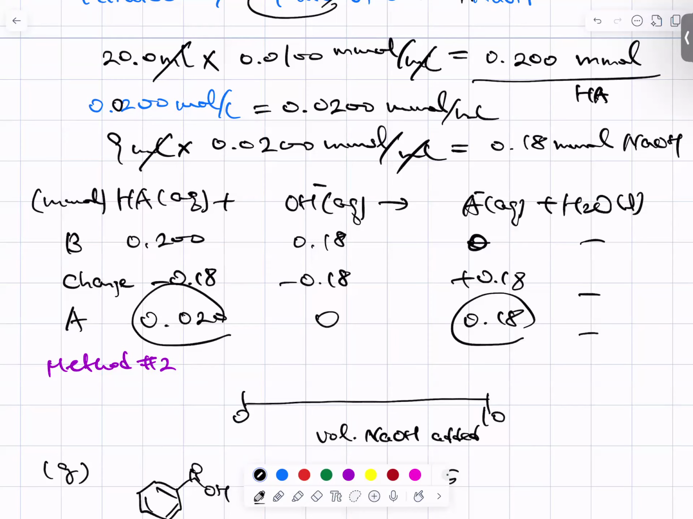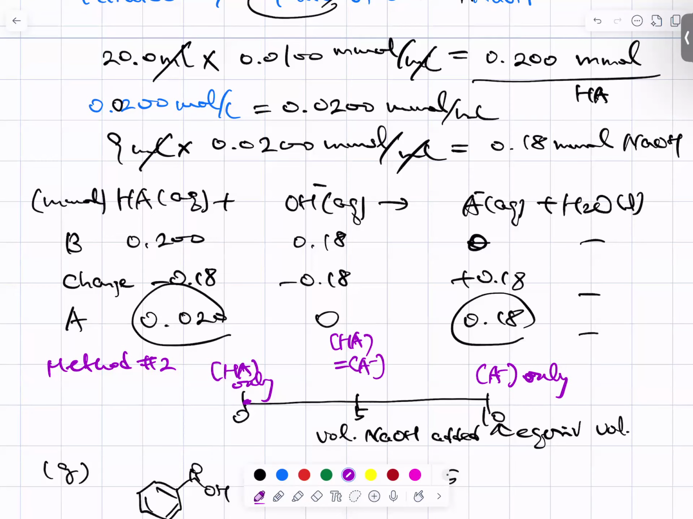This is the equivalence point. 0 is initial, 10 is the equivalence point, the equivalence volume. And 5 is the half equivalence point. Remember, initially we have HA only. At the equivalence point, we have A negative only, the conjugate base only. 100% of HA was converted to the conjugate base. At the half equivalence point, the HA concentration is equal to the A negative concentration, I mean the conjugate base concentration.